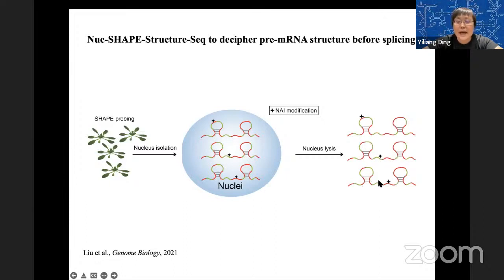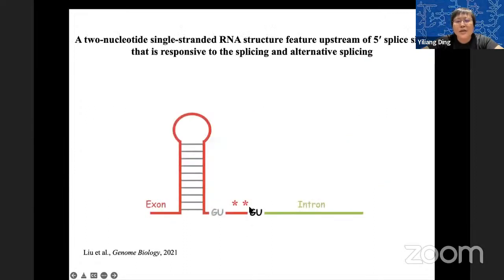So this status allows us to ask how structure actually causes splicing later. Based on that, what we find is that 2 nucleotide single-strandedness upstream of the 5' splice site is important for splicing and also alternative splicing. When these 2 nucleotides are double stranded, the spliceosome won't recognize them, so you won't have splicing. If these 2 nucleotides are single stranded, then the spliceosome can recognize and cleave the intron out.